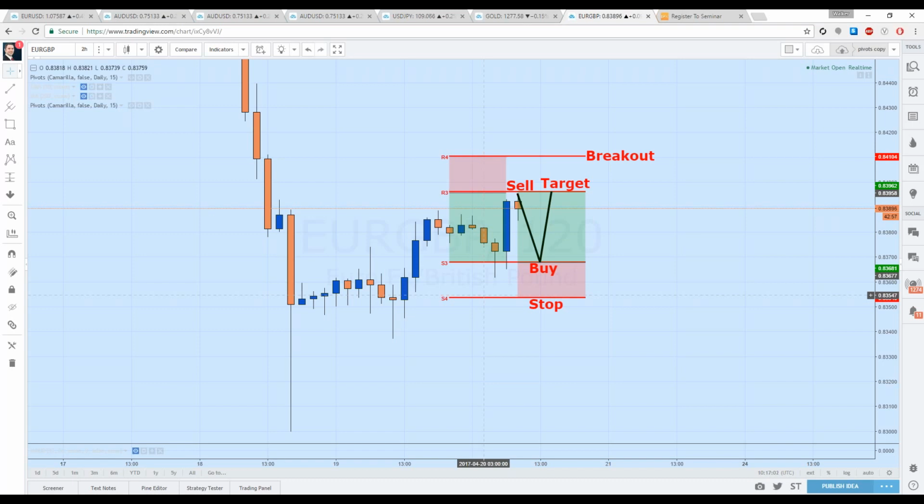So what happens when price doesn't remain inside of the trading range?